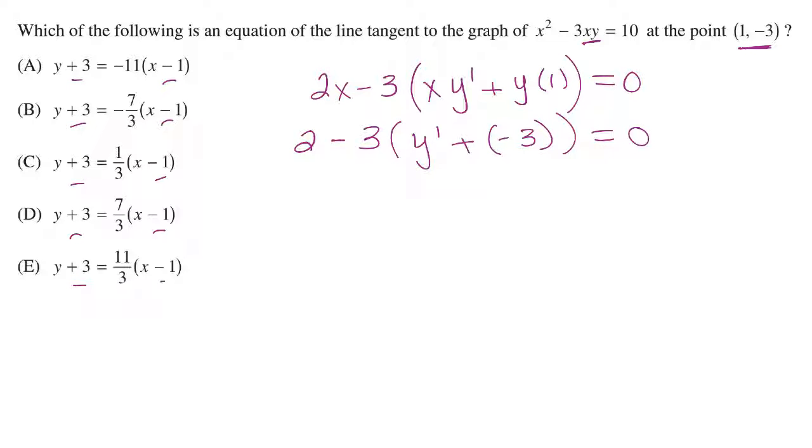So I would go ahead and use my distributive property here. We have 2 minus 3 y prime. And let's see, negative 3 times a negative 3 is plus 9, equals 0. And now solve for y prime. So 9 and 2 is 11. So we're going to subtract that over. So very quickly, looking at our answer choices, we see that answer choice E is going to have to be the correct one.